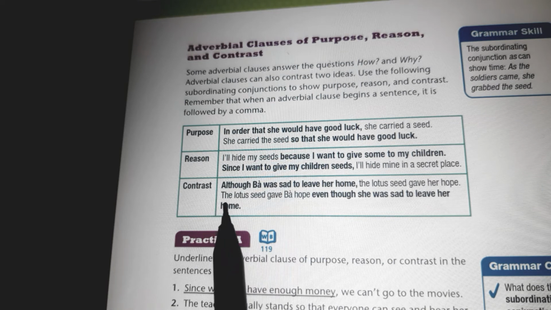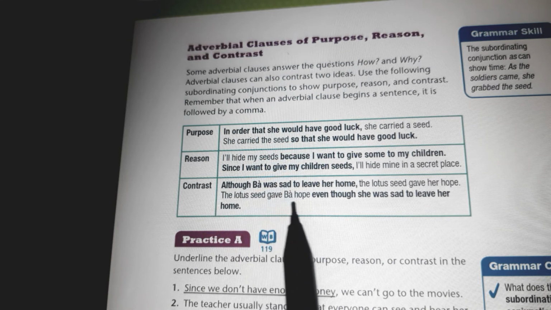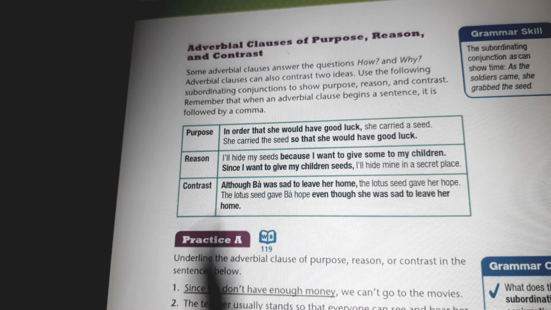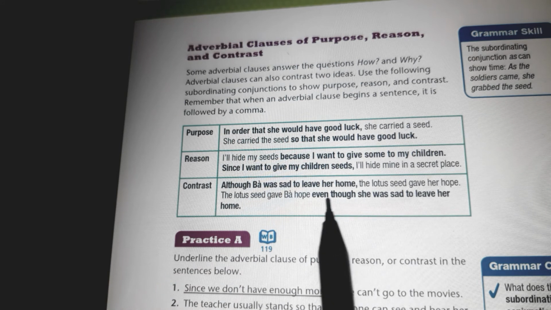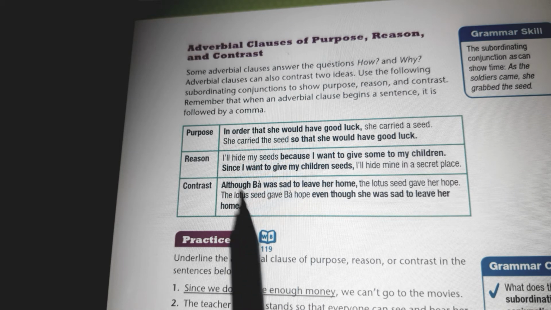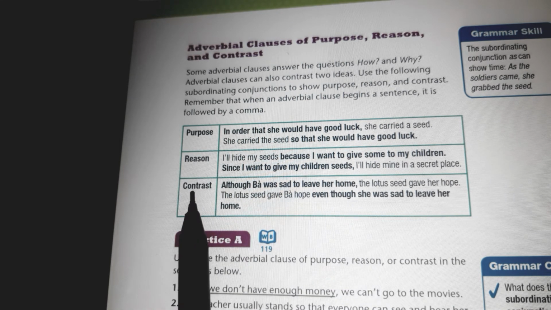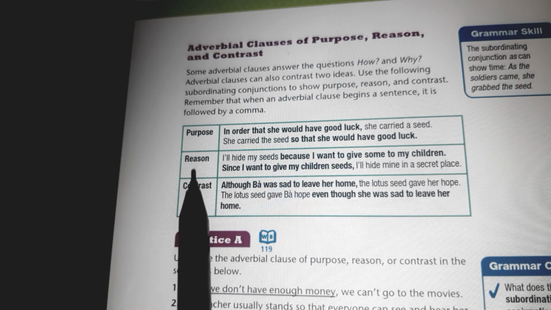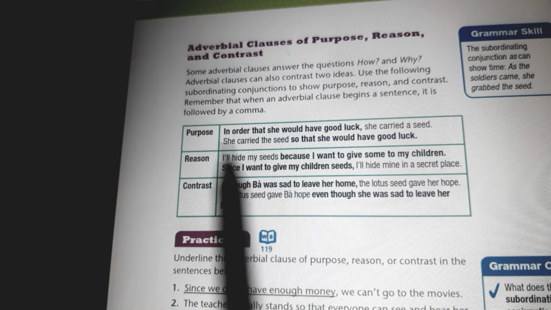Now, the other sentence, "The lotus seed gave Ba hope, even though," or although, by the way, it's the same. You can use although here in the middle. Although or even though she was sad to leave her home. It's exactly the same sentence. Okay? This is the unexpected result of the contrast adverbial clause. You see? So, although, even though, show contrast. Because, since, show reason. In order that, so that, show purpose.